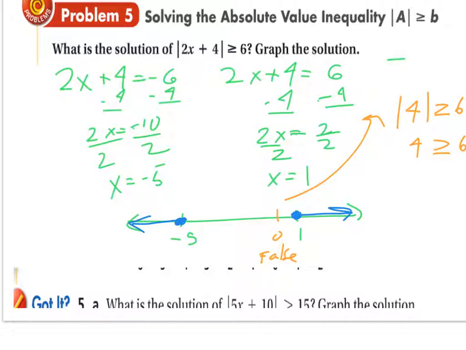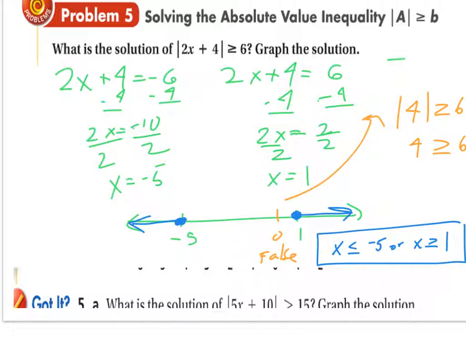Now that inequality, we're going to have to write using an OR statement. So x has to be less than or equal to negative 5, or x has to be greater than or equal to 1. And if you don't have the or, then it's not clear that you understand that, so make sure that you have that there.